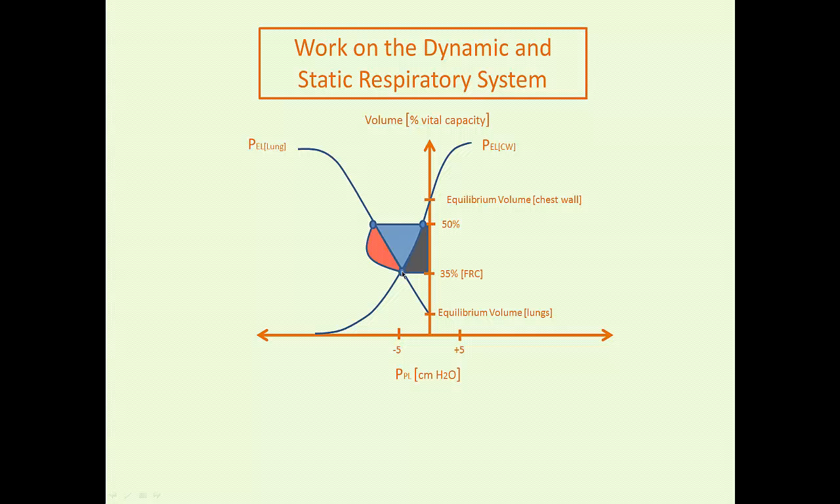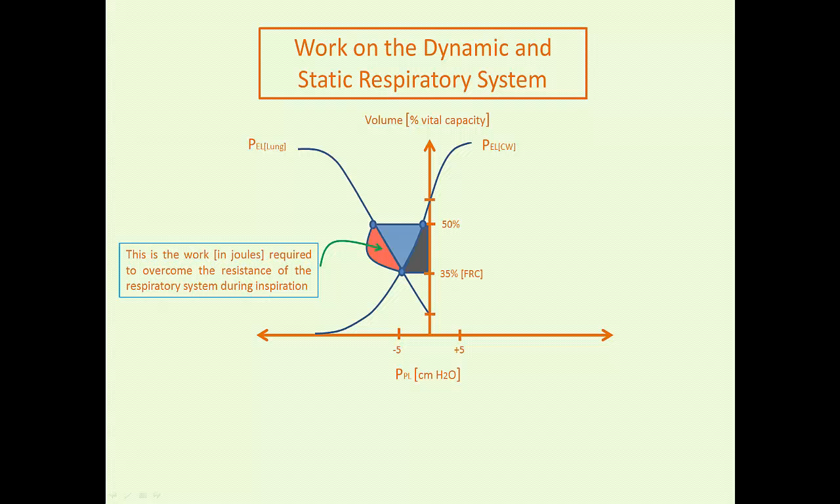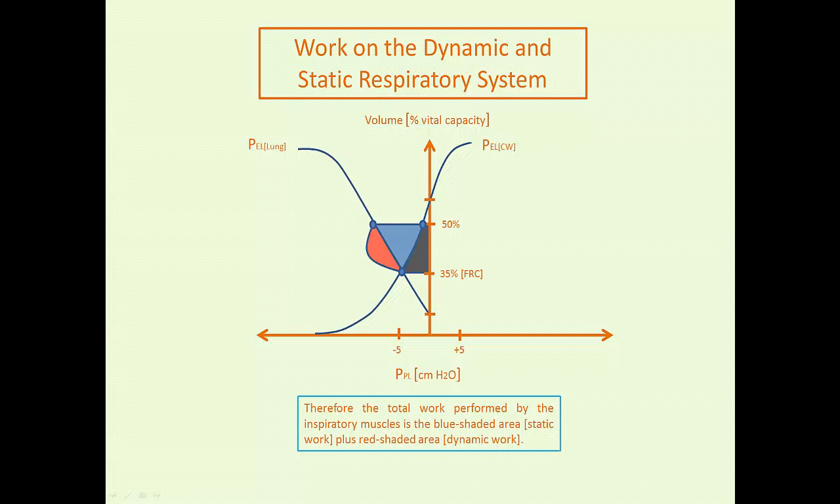So then as the chest wall increases in volume, it tends to do so just to reach its own equilibrium volume. So that work is actually reclaimed as you increase lung volume. So just to reiterate, this is the work required to overcome the resistance of the respiratory system. And so the total work performed by the inspiratory muscles is the blue shaded area, which is the static work, plus the red shaded area, which is the dynamic work.